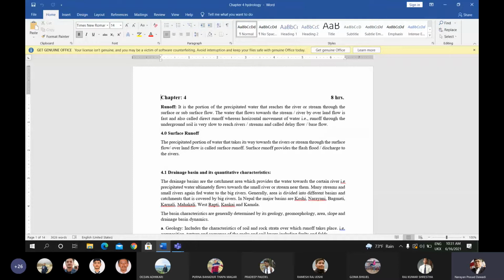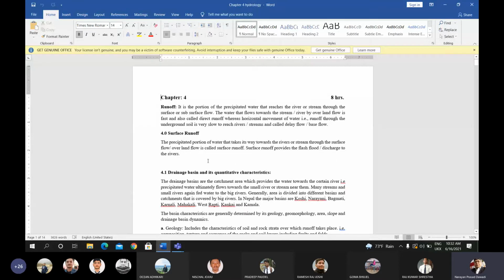Both of them are considered as runoff, but the flood in the river is basically due to the surface runoff only, because subsurface runoff only maintains the low level flow towards the river during the winter season. Now surface runoff: the precipitated portion of water that takes its way towards the river or stream through the surface flow, that is overland flow, is called surface runoff. Surface runoff provides the flash flood, or fast discharge, to the river.